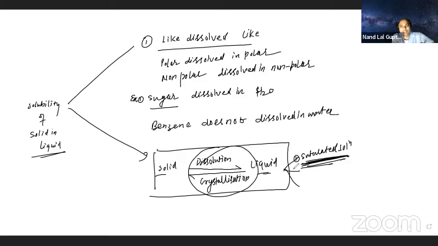Unsaturated solution and supersaturated solution, these are there. In a supersaturated solution, more than the required amount of solute is dissolved. Unsaturated means it can dissolve more. So these were the rules. What about the interaction? Interaction factors are also there. What type of interaction should be there?